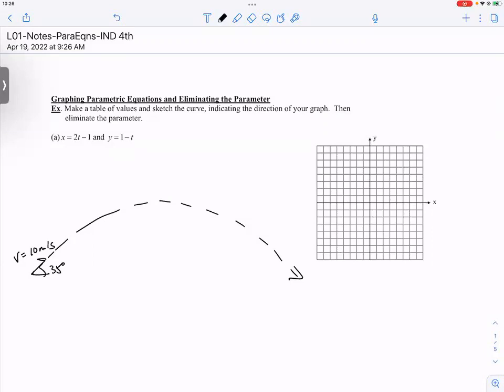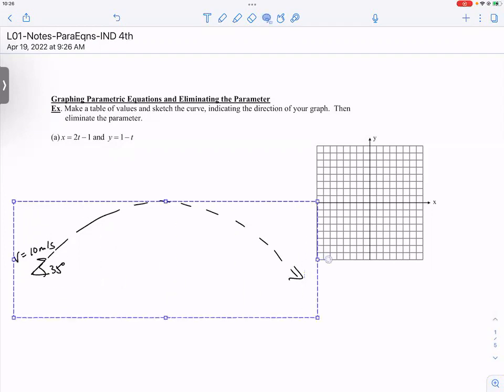And ultimately, how far would it travel? We always ask that question. How far would it travel to the right? And we say, well, that depends on the time. If the object spends longer time in the air, then it's going to reach farther. And that's how you know if it is going to reach a certain distance.